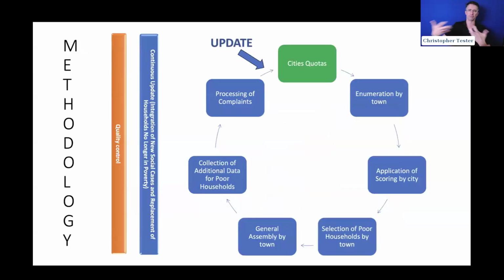So for the process to identify the poor households, we have many steps. The first step is calculating quotas by municipality or by city. The next step is enumeration by town. We conduct a complete door-to-door enumeration in each locality to ensure the participation of all households. The next step is application of scoring by city on the municipality level. The next step is selecting the poor households by town.